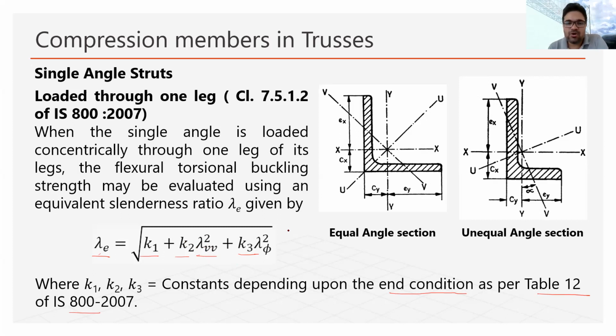Till now we have seen the I section, or say the rectangular section. The I section has these axes: this is the Z axis and this is the Y axis. Every section has two important axes. One axis is called the major axis and the other axis is called the minor axis.